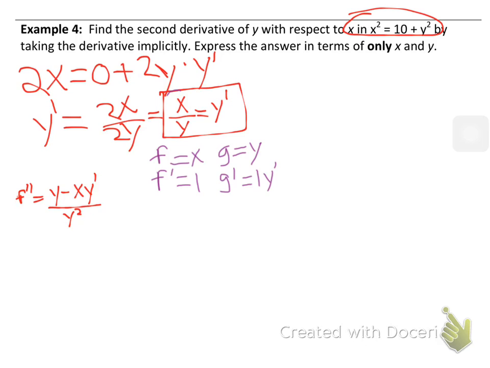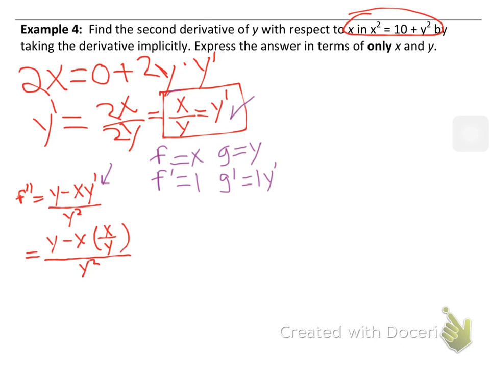Okay, so you may think you're done, but you notice that in the numerator, this second term here has a y prime in it, and we already figured out what y prime is equal to, right? From up above. So we're just going to plug in x over y every time we have a y prime in this problem. So let's see if we can do that. So we ended up with y minus x, and then we're going to plug in our y prime, which is just x over y, and the denominator is simply y squared.